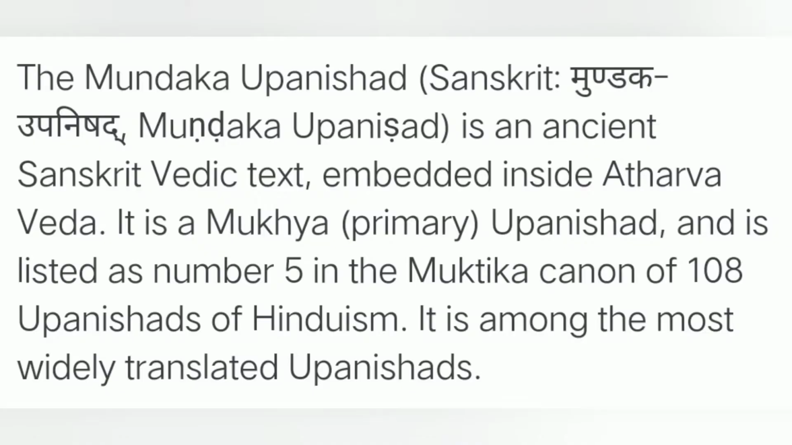Let's know about it. The Mundaka Upanishad is an ancient Sanskrit Vedic text from the Atharva Veda, and is listed as number 5 in the Muktika canon of 108 Upanishads of Hinduism, and it is among the most widely translated Upanishads. So when we are knowing about all of these, let's also quickly see what the Muktika canon of 108 Upanishads is, so that if you've already learned it, it's your revision, and if you haven't, you at least start knowing about it.